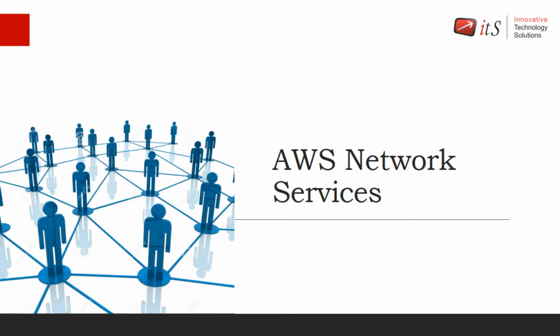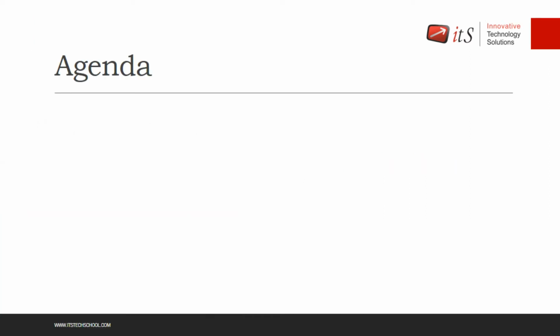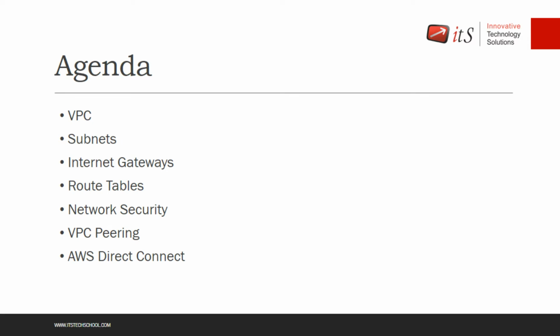In the last session, we had seen how we can design an AWS network with the VPC. In this video, we are going to again see what a VPC is and what network services AWS provides. So let's get started with the AWS network services. This is our agenda, and let's start.